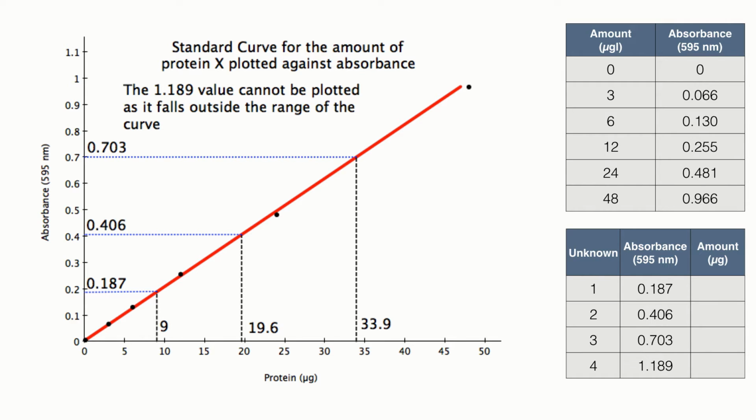Again, as I did in the last example, I can put the 0.167, the 0.406 and the 0.703. I can find those on the y-axis, the absorbance, draw a line across until it intercepts the graph line, and then drop a line down to the x-axis and get the concentrations. And by doing this we find that unknown 1 has a concentration of 9 micrograms, unknown 2 has 19.6 micrograms in the cuvette, unknown 3 has 33.9.